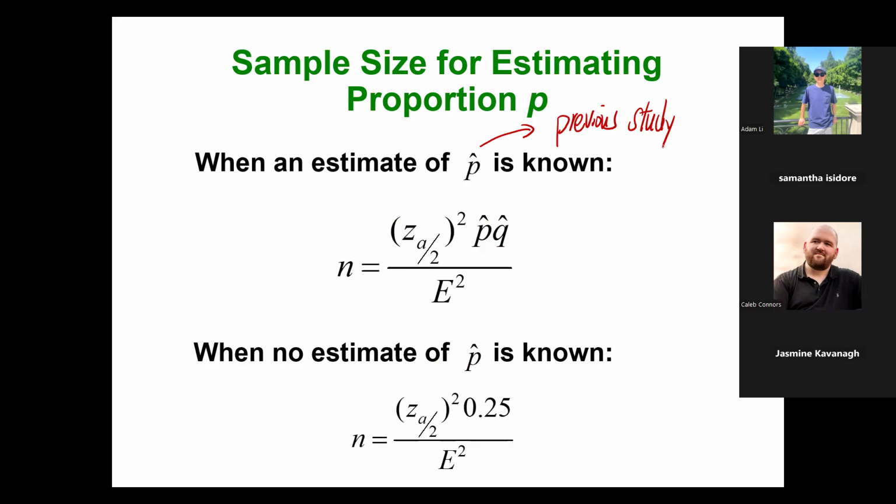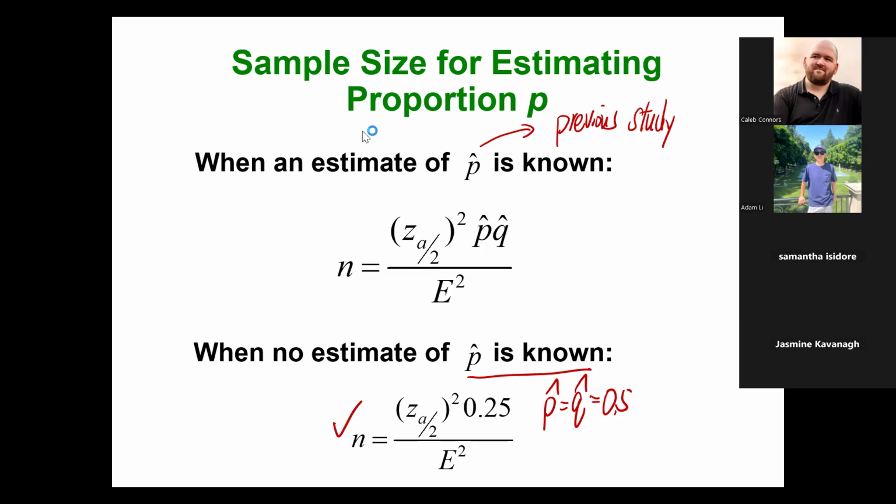But when the p hat is unknown, then we are assuming p hat equals q hat equals 0.5. And this will guarantee we will end up with the largest sample size. And this is how you look at it, right? Now, this is actually a little bit of algebra.